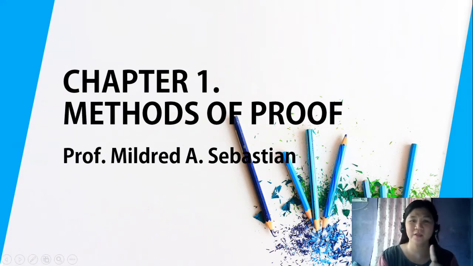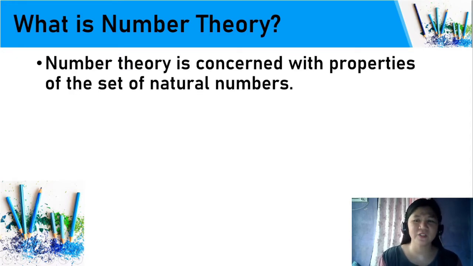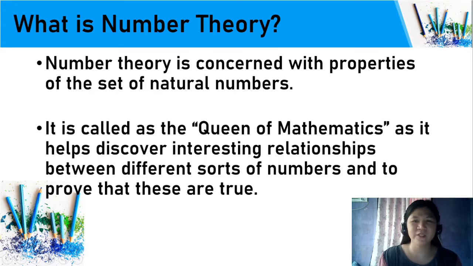Discussing Chapter 1, Methods of Proof for our course BSM 32, Number Theory. Before we proceed, let's define first what number theory is. Number theory is concerned with properties of the set of natural numbers. It is called the queen of mathematics as it helps discover interesting relationships between different sorts of numbers and to prove that these are true.